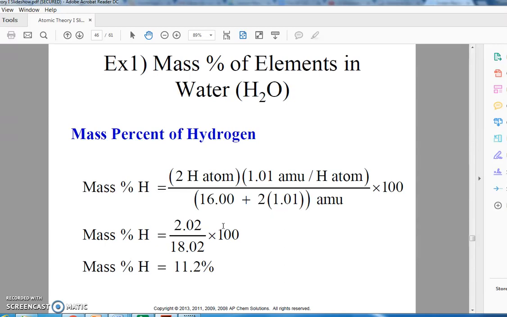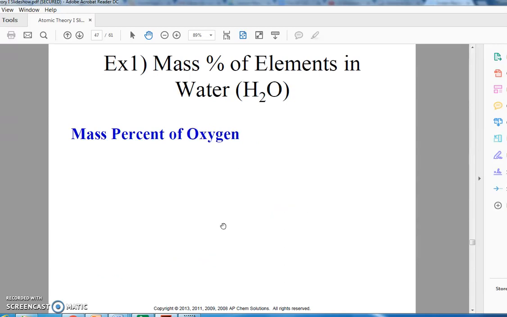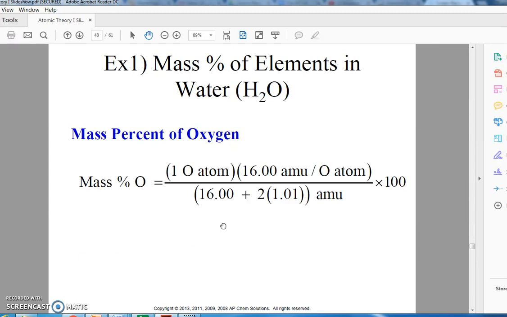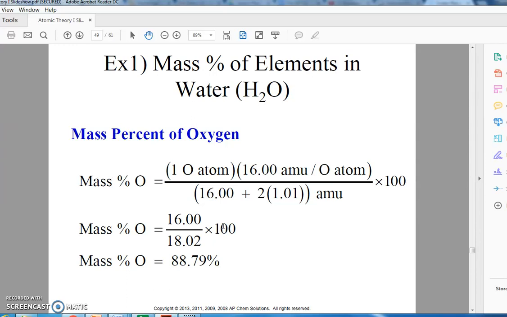So 11.2. If we wanted to do the mass percent of oxygen in this compound, there's only 1 oxygen in this compound. So it would be 1 times 16 divided by the mass of the entire compound. 88.79%. When you do mass percent, if you calculate the percentage for each element in the compound and add them together, they should add up to 100. So that's a way to check your work and make sure you're getting reasonable percentages.